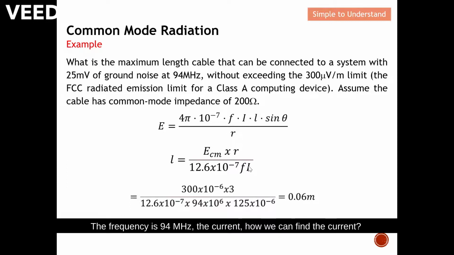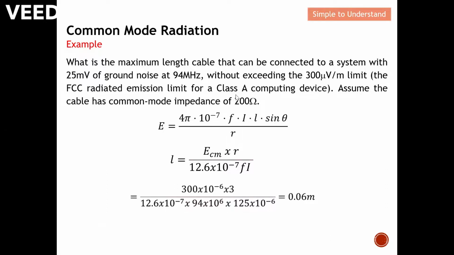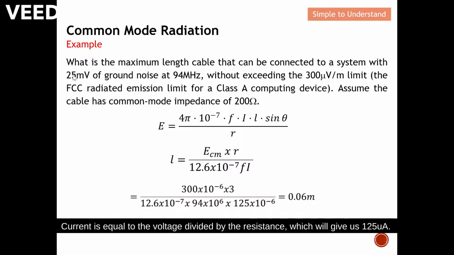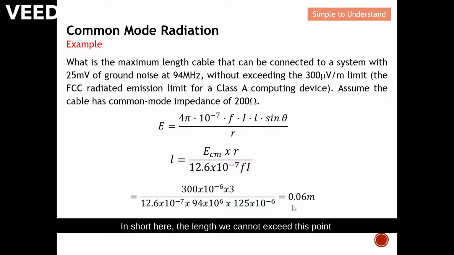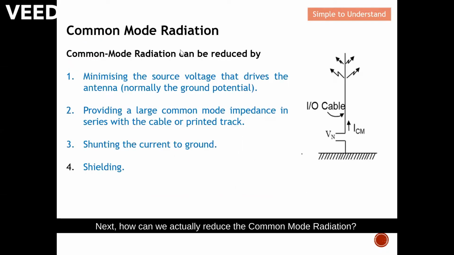The current, how can we find the current? Okay, this is the voltage. This is the resistance. Okay, current is equal to the voltage divided by the resistance, which will give us 125 microampere. So with this, we can calculate that the length is actually equal to 0.06 meter. Okay, so in short here, the length cannot exceed this point in order to be compliant to the Class A FCC standard. Next, how can we actually reduce the common mode radiation?